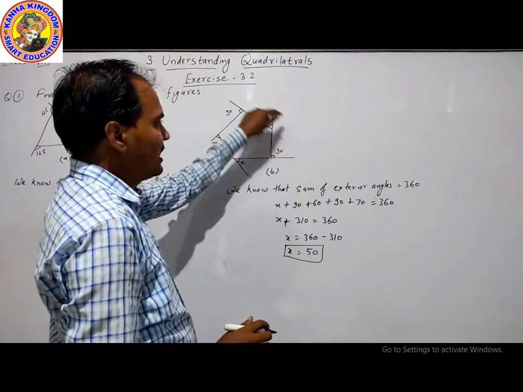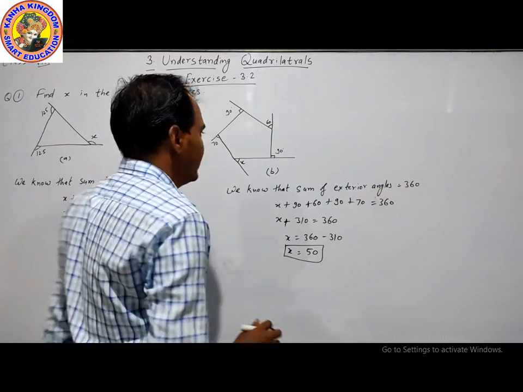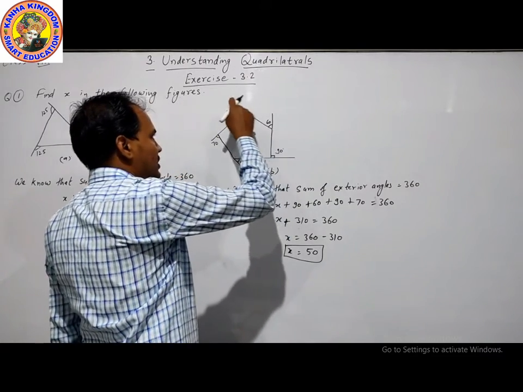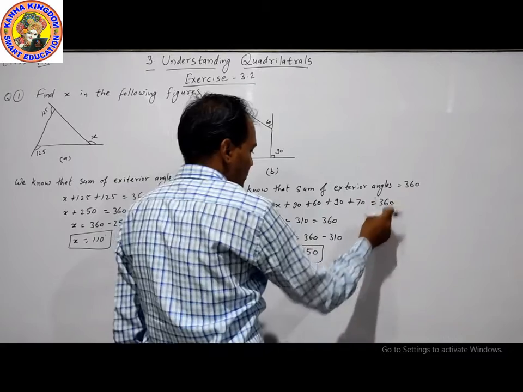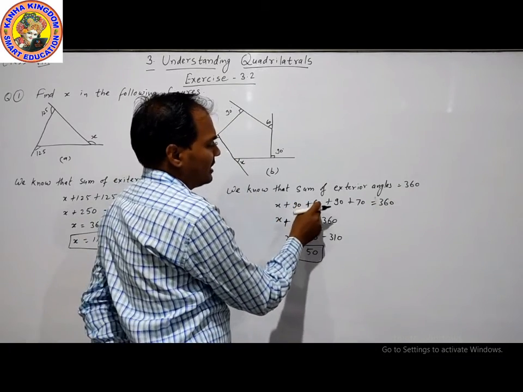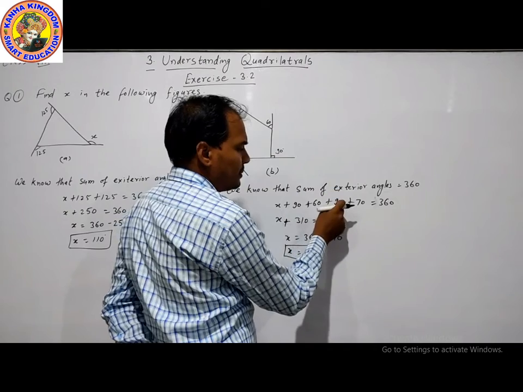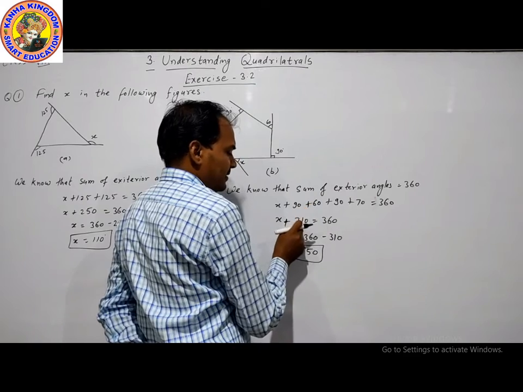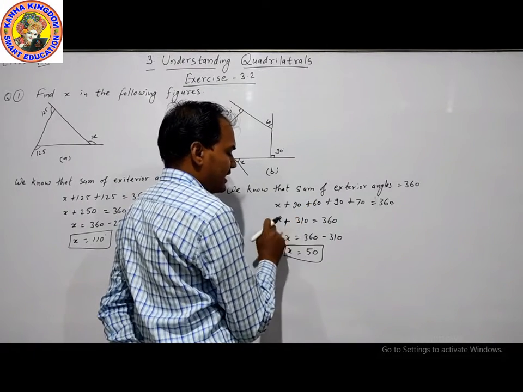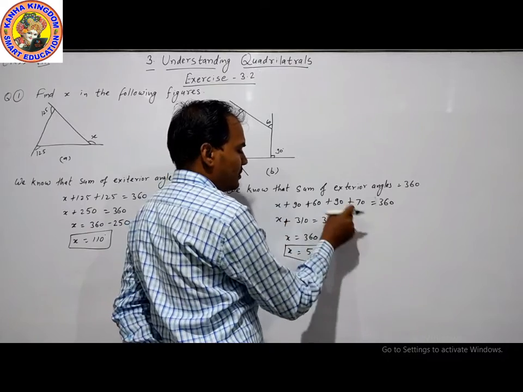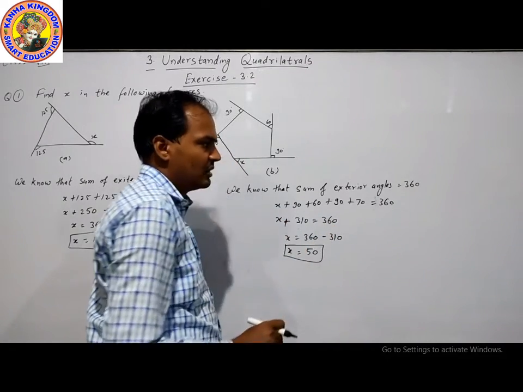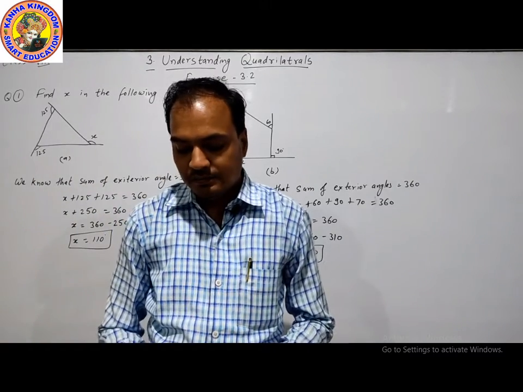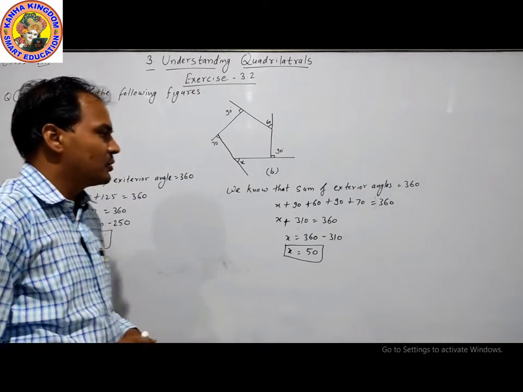The sum of all exterior angles in a polygon is 360 degrees. So x plus 90 plus 60 plus 90 plus 70 is equal to 360 degrees. 90 plus 60 is 150, 150 plus 90 is 240, 240 plus 70 is 310. So x plus 310 is equal to 360. Now we transpose; this will be negative. The answer is 50. You can take a screenshot of this. We will move to our next question.